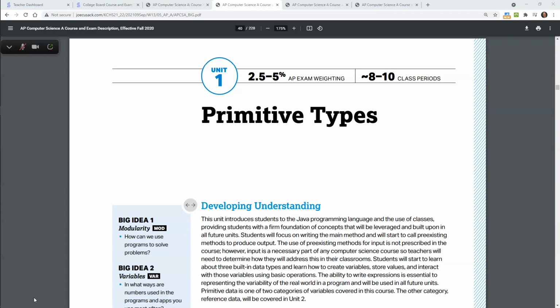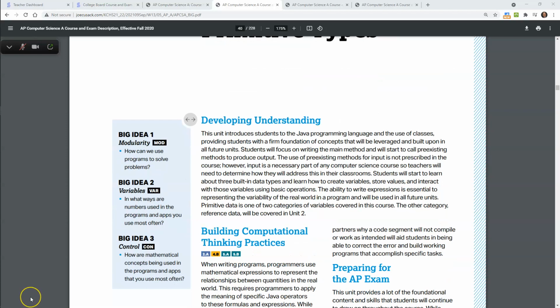Unit 1. The weighting on the AP exam for Unit 1 is 2.5 to 5%. Primitive types. The big idea 1, modularity. How can we use programs to solve problems?